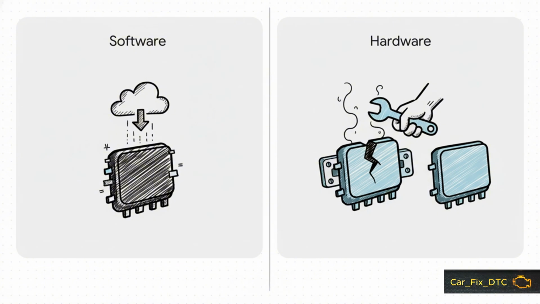Let's zero in on the 2 most common reasons this happens, because it's usually one or the other. You've got your software fix versus your hardware fix. On one side, the problem is just that the TCM software is out of date, or maybe has a known bug. The solution? Easy. You just reflash it with the latest software from Dodge. But on the other side, you've got a hardware failure, which means the TCM unit itself is fried. And in that case, the only solution is to replace the whole part.